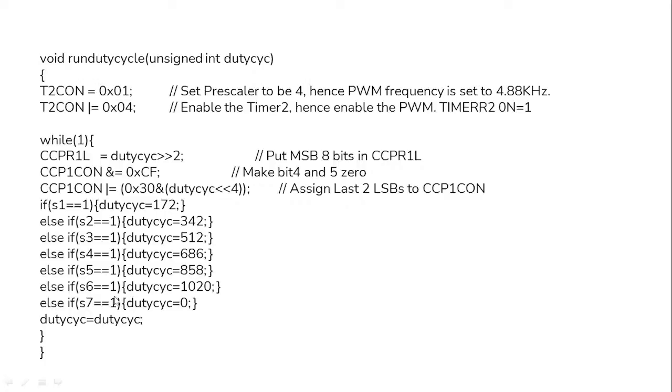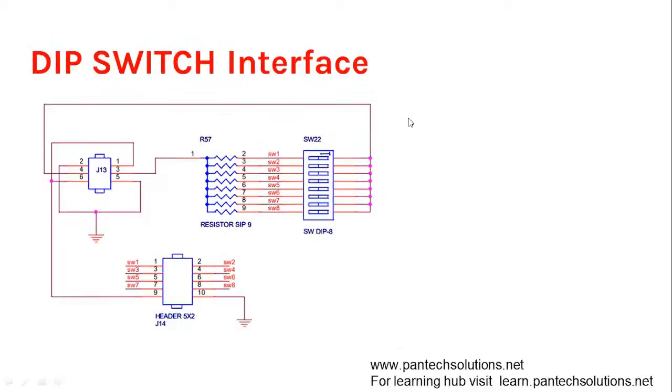So it is on and it is off. 1020 is full on, and 0 is full off. Okay, so this is the code. Let's go to MPLAB and try this one.